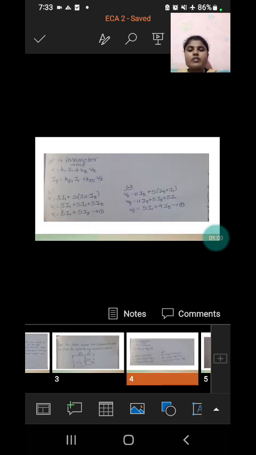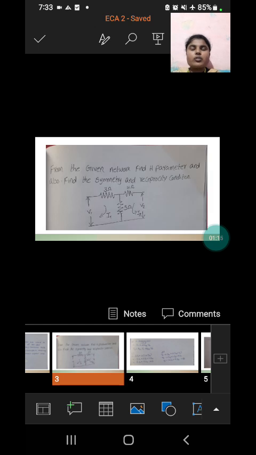General equation for H parameter: V1 equals H11 I1 plus H12 V2, and I2 equals H21 I1 plus H22 V2. How to write the loops: here we have two loops. When we say loops, it means the loop is considered as closed. I1 and I2 are the two loops.